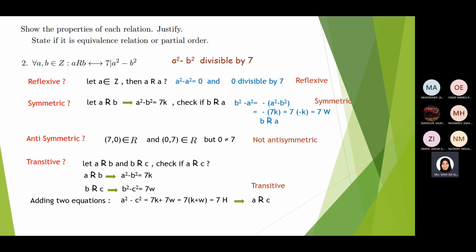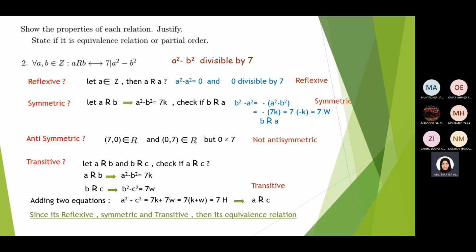Now, what do you think? Is this an equivalence relationship or not? Yes, it is. Why is it an equivalence relation? The antisymmetric property does not matter to me. To check equivalence, it must be reflexive, symmetric, and transitive, and this is actually what we have. It's reflexive, symmetric and transitive, so it is an equivalence.